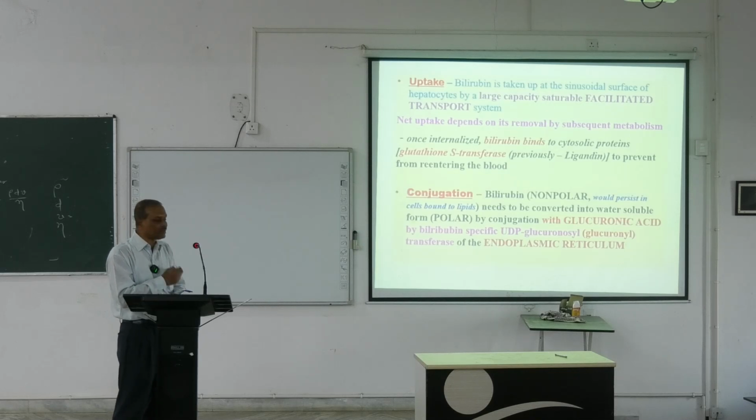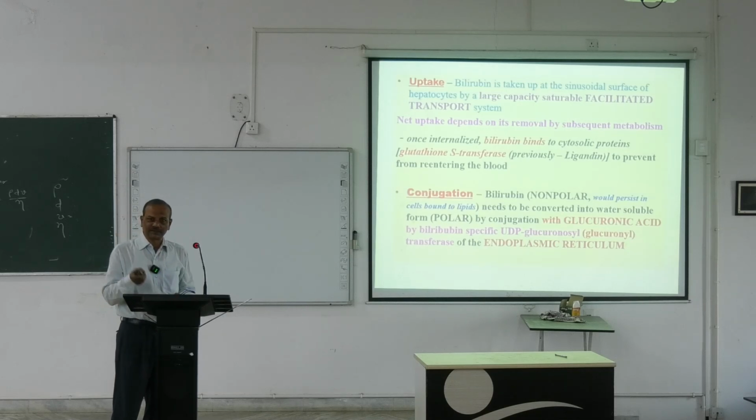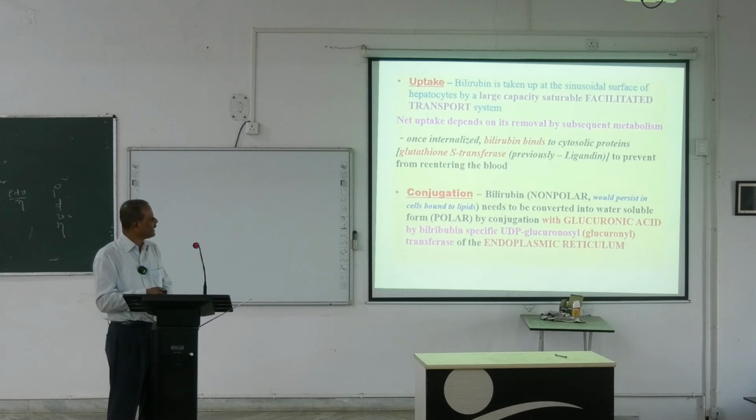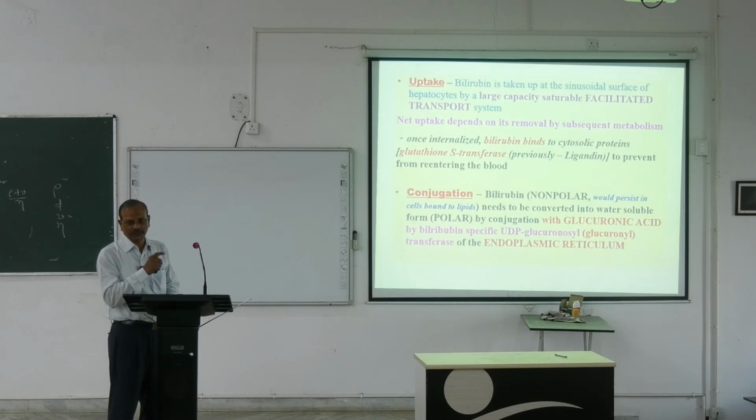It is not a rate limiting step. Its metabolism depends, uptake depends on how fast it is cleared from the hepatocytes. Once the bilirubin is internalized, just like glucose, once it enters into the cell, it gets converted to glucose 6 phosphate so that it cannot go out. Similarly, once the bilirubin goes in, it binds to the cytosolic protein, glutathione S transferase. When we were students, it was said to be ligandin, so that bilirubin cannot come out from the hepatocytes. Now it will undergo conjugation.